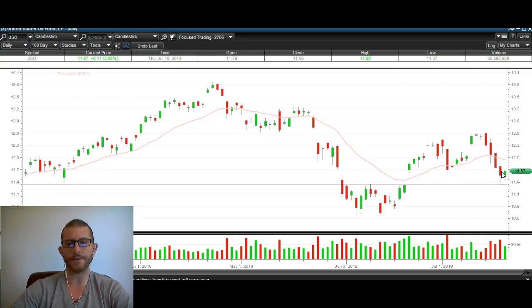So right here, I see this action as just a gap fill, because notice how we came down, we just filled that gap and then bounced. We've got a bounce right here.